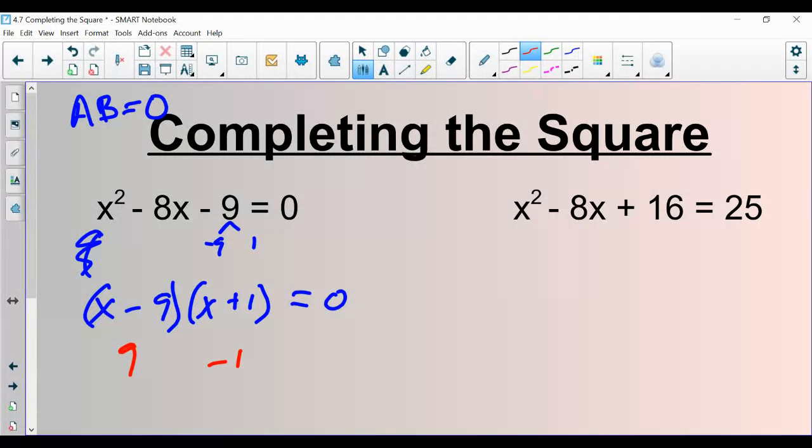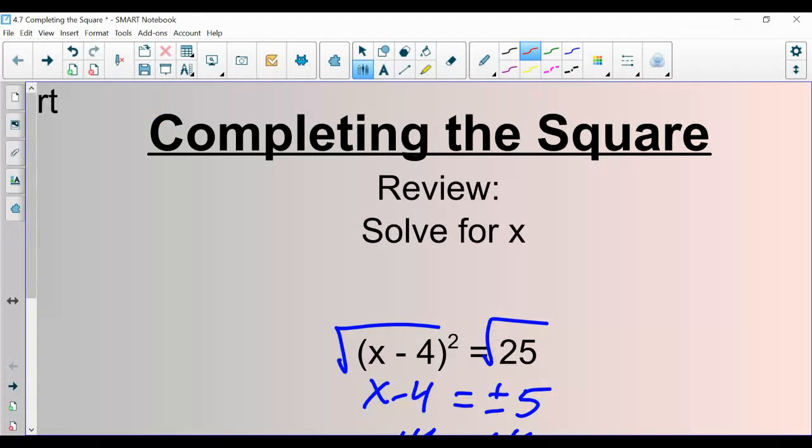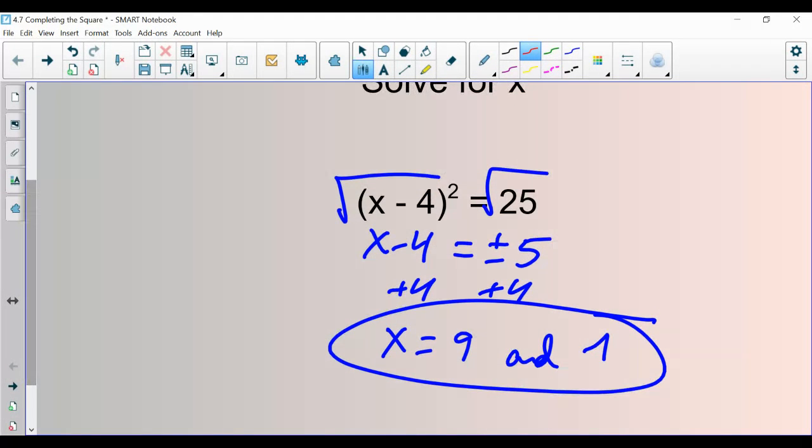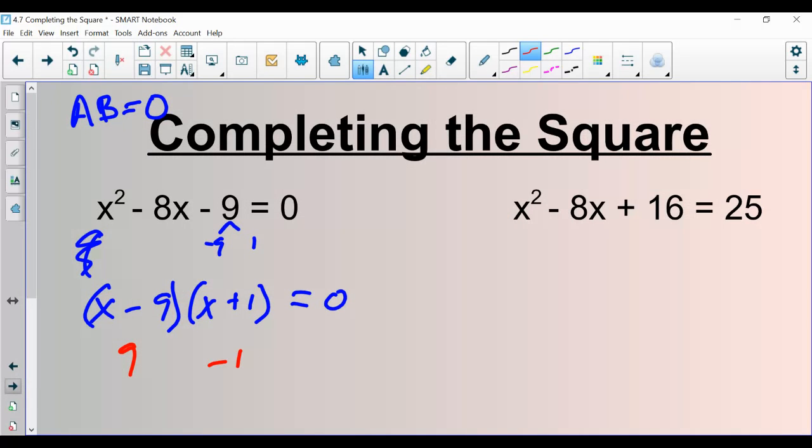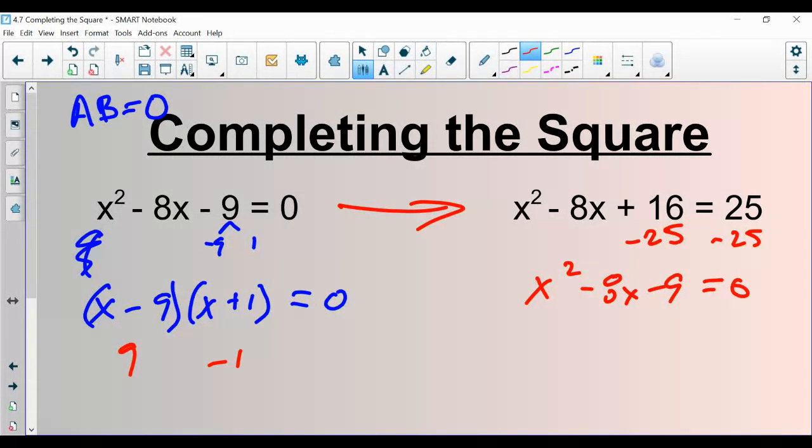Now, it's not a coincidence that these answers, 9 and negative 1, are the same answers that we got here, 9 and negative 1. These are actually the same equation. What we're going to be using is just different methods to solve these equations. And this here is also the same equation. I could make you believe that simply by subtracting 25 here. By subtracting 25 on both sides, I would have x squared minus 8x minus 9 is equal to 0, the exact same thing on the left here.